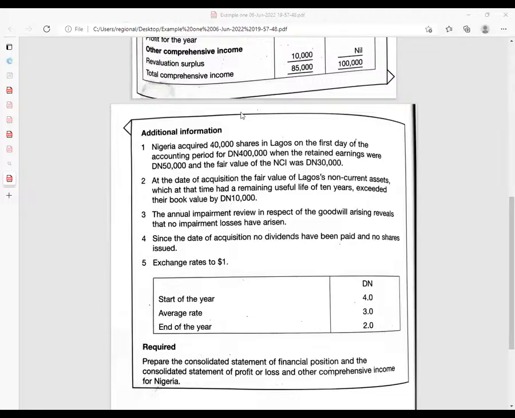Okay, let's start with this straight away. Now we are finishing; Nigeria acquired, we have already been able to take care of this. Let's take care of number 2. At the date of acquisition, the fair value of Lagos's non-current assets, which at that time had a remaining useful life of 10 years, exceeded their book value by DN 10,000.